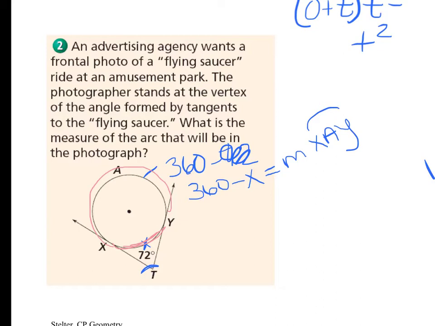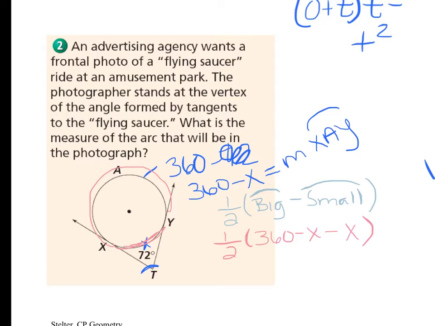Now our vertex is outside of the circle, so that means we're going to have to take the difference of the big arc and the small arc. So that means take the big arc minus the small arc and divide by 2. So the formula, I'll write the formula, 1/2 the big arc minus the small arc. So if we fill in the big and the small, I end up with 1/2, the big arc is 360 minus X, minus the small arc, which is X.